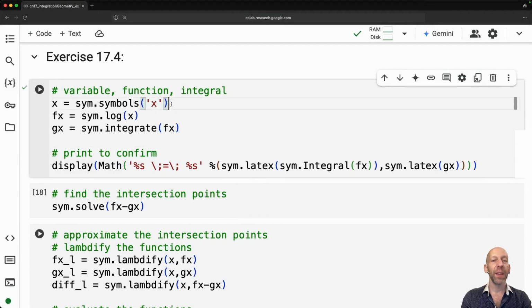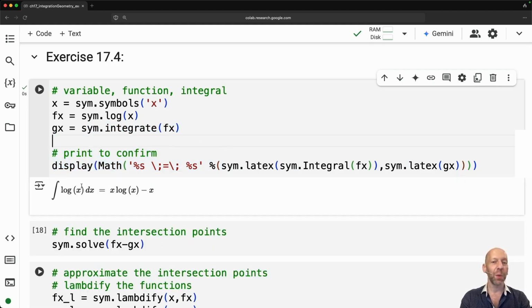Here I define a symbolic variable x and the function and its antiderivative. Here I'm just printing out to confirm what we already know. This was not specifically part of the exercise instructions, but as I've mentioned like a bajillion times before, printing out functions and plotting is always a really good idea because this will help you find potential mistakes and bugs that may have snuck into your code somehow.